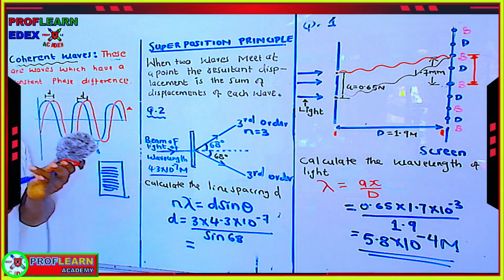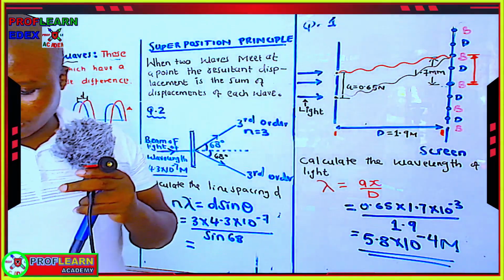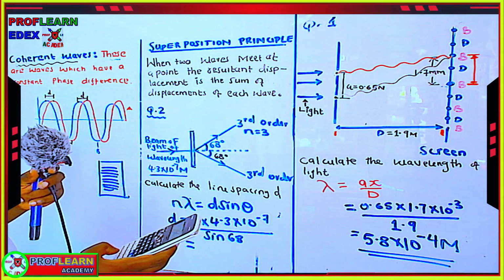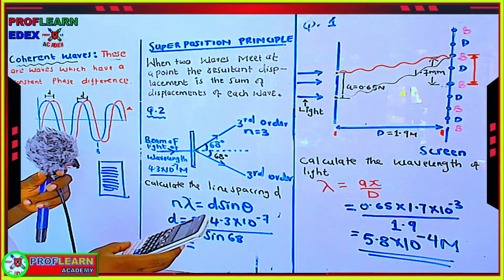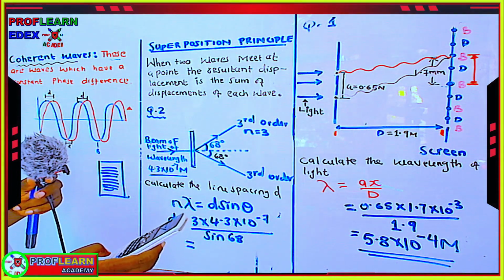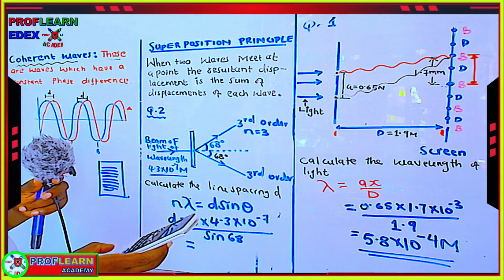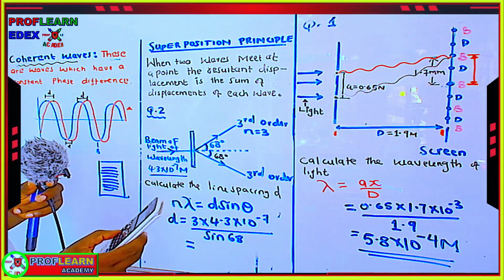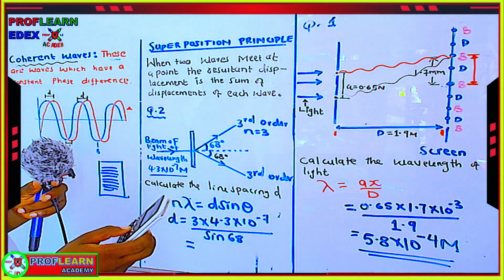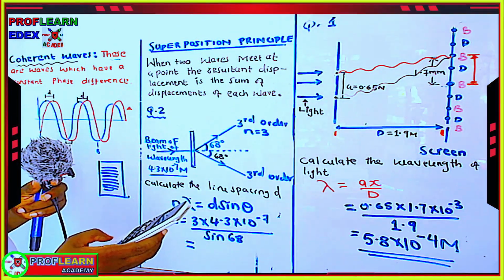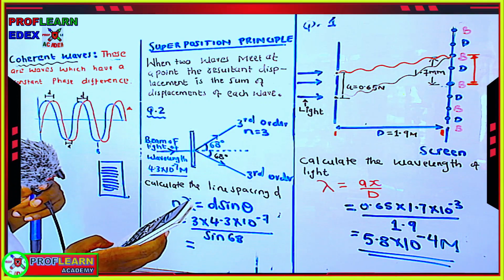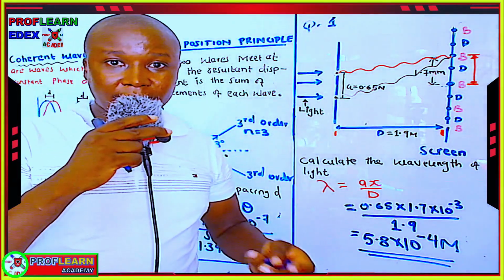Then you can put this information in your calculator so that you can see what we can get, and that is 3 times 4.3 times 10 raised to power negative 7 divided by the sine of 68. Working it out, we are going to get our answer.